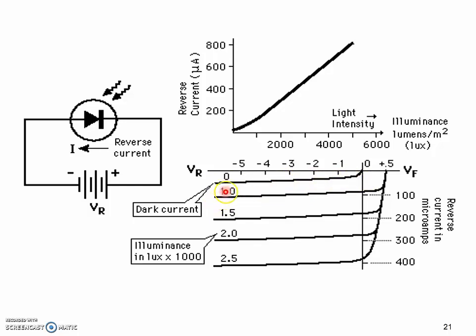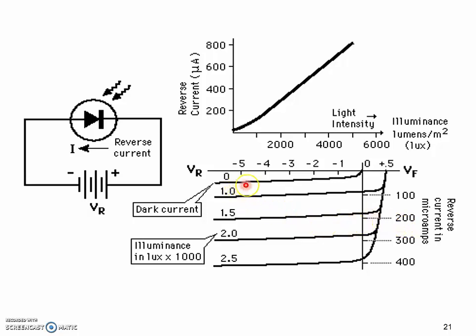While the light intensity increases, the reverse current increases proportionally. This is a pretty sensitive photodiode because it can produce a few hundred microamperes, while some small photodiodes only produce a few microamperes only.